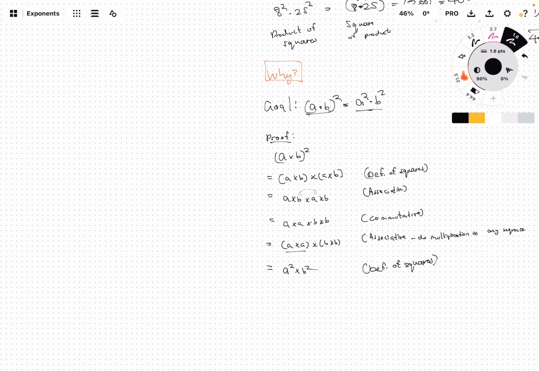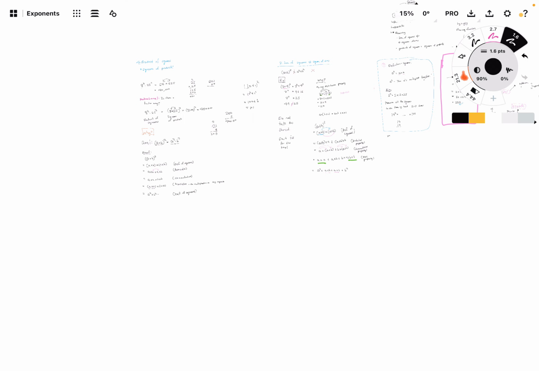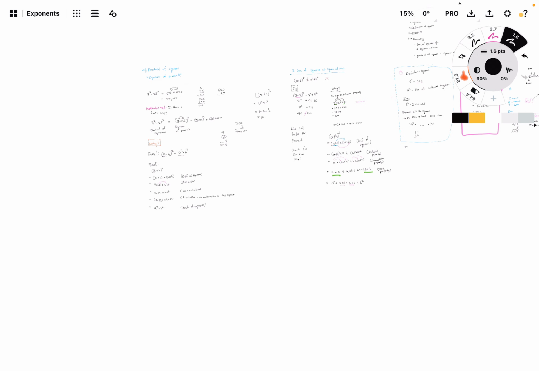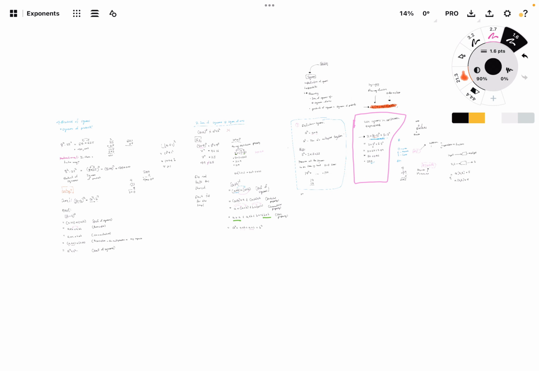To prove that exponents work. So that's it for squares. That'll be the entire lesson here.